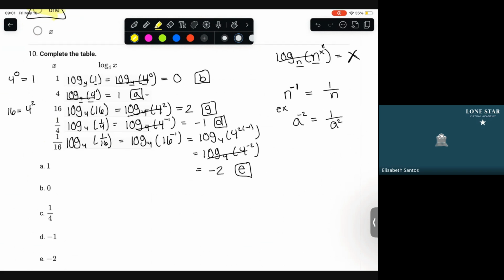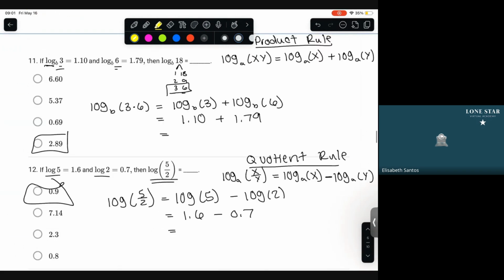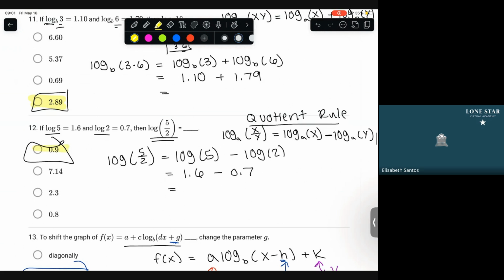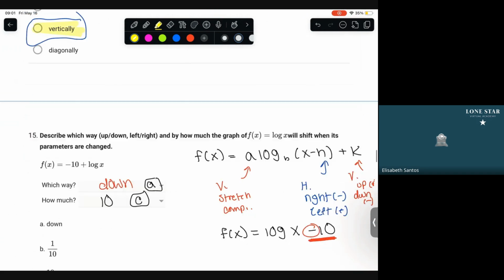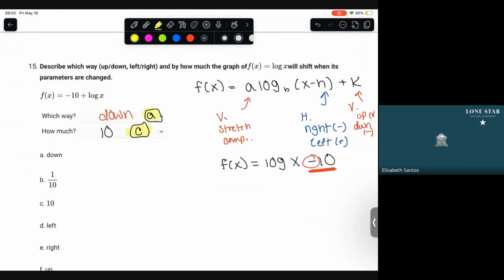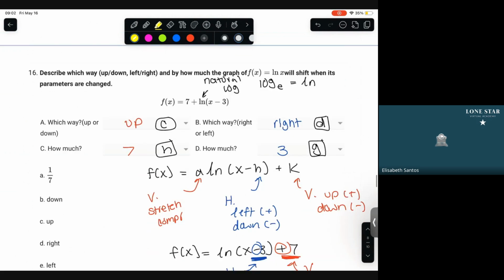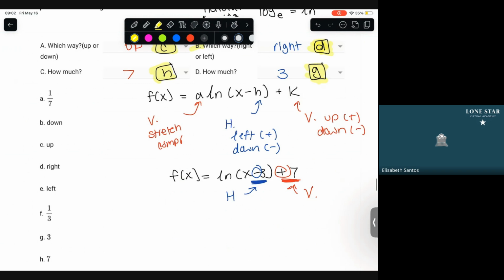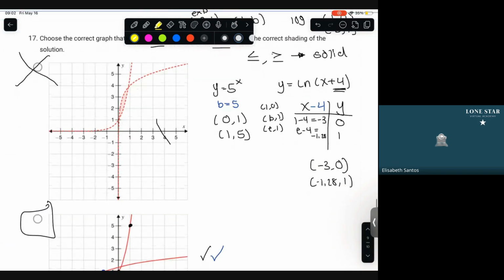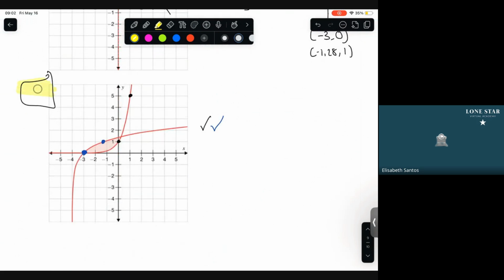10 is, if we go down, B, A, G, D, E. 11 is 2.89. 12 is 0.9. 13 is horizontally. 14 is vertically. 15 is A, C. And then 16 for the first column. So A is C right here, or B is D, and then C is H, and then D is G. And then 17 is this graph. Okay, and that's it.